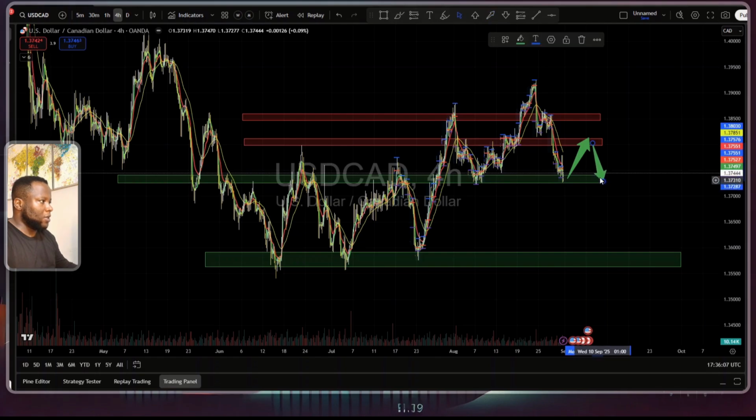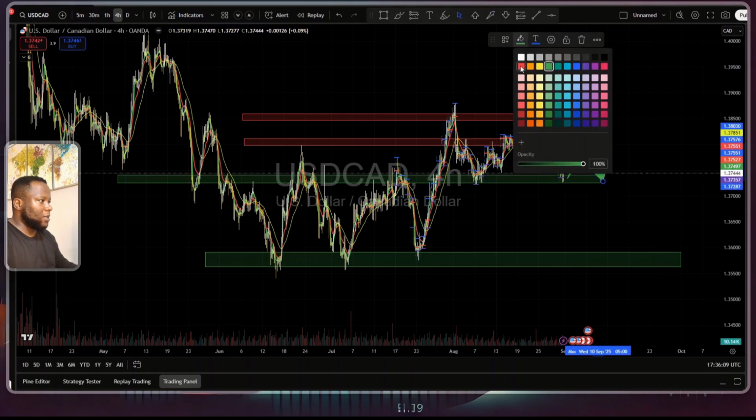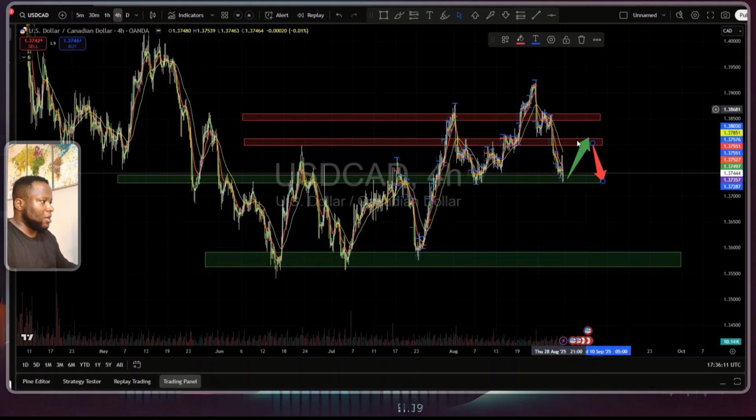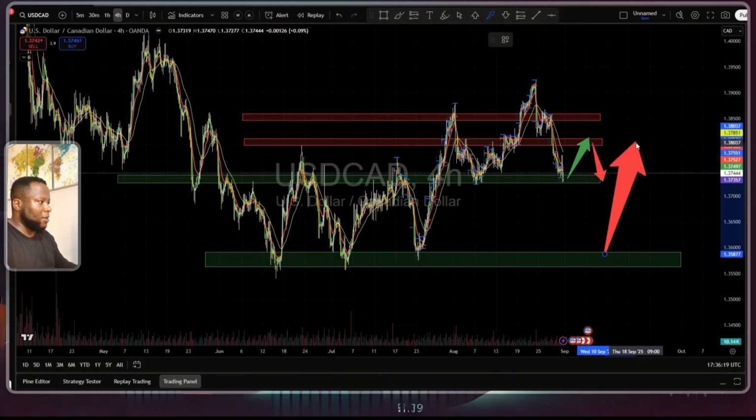All right, so US dollar Canadian dollar, not much to see unless the US dollar picks up strength. We have sell zones, or we have buy zones all the way down here where you might want to take a test on that. All right, not much to see. As I said, just watch out for price action.